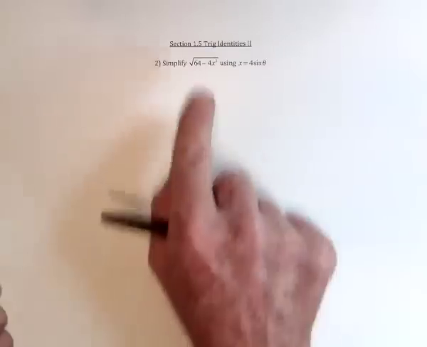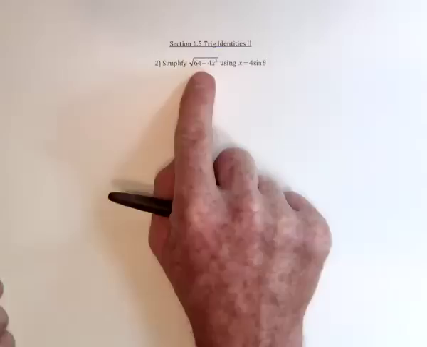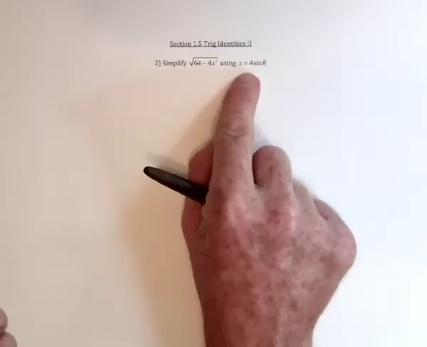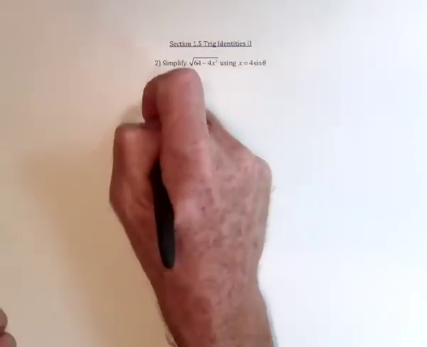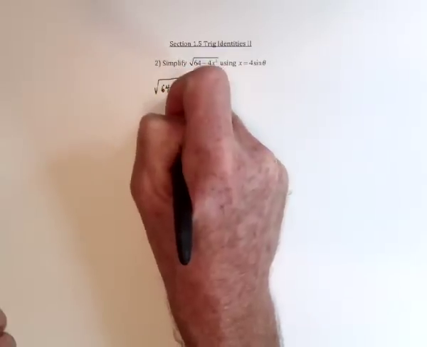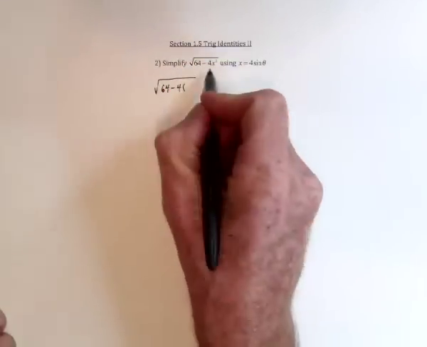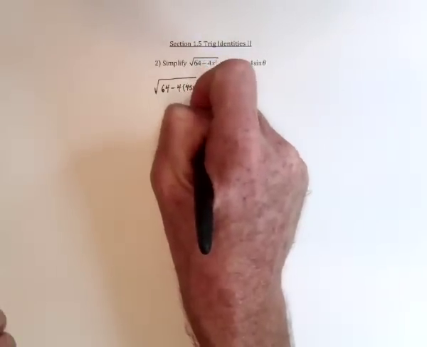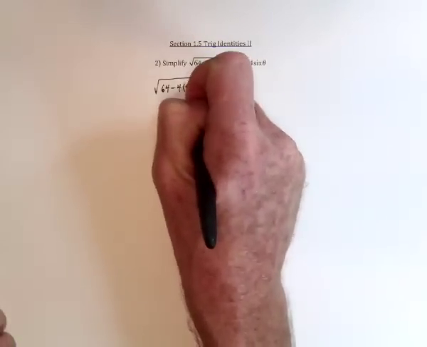So this is something that we need to do in calculus every once in a while, is get this and replace it with something that has trig in it. So we're going to substitute that x is equal to 4 sine of theta. So we've got the square root of 64 minus x squared, and then substitute for x of 4 sine of theta, and that needs to be squared.